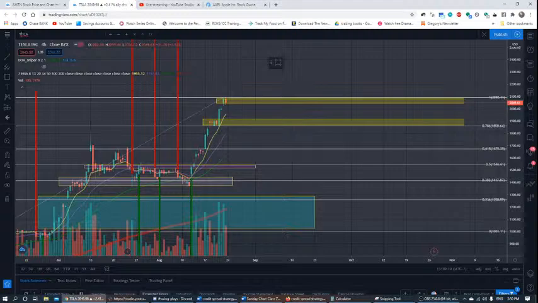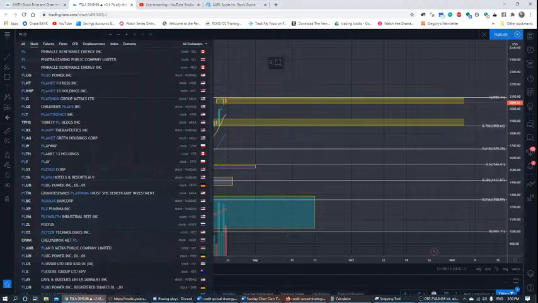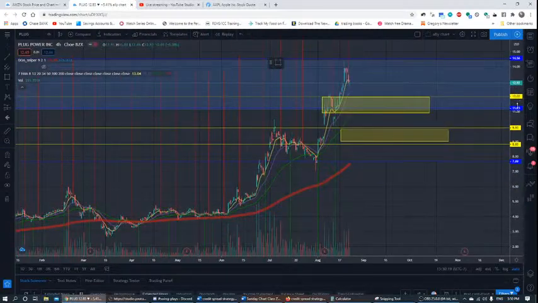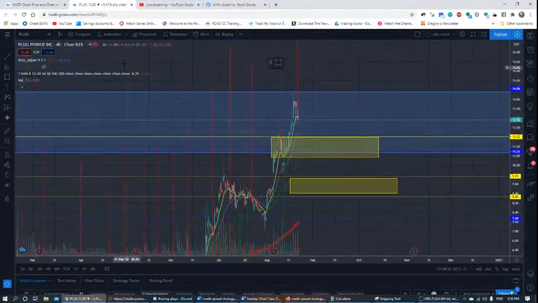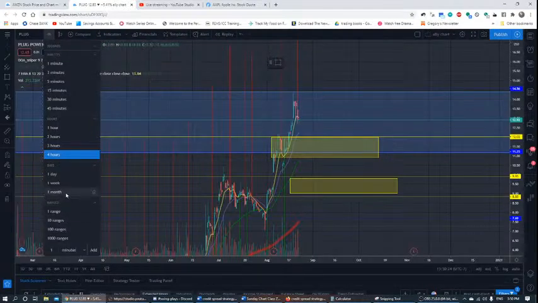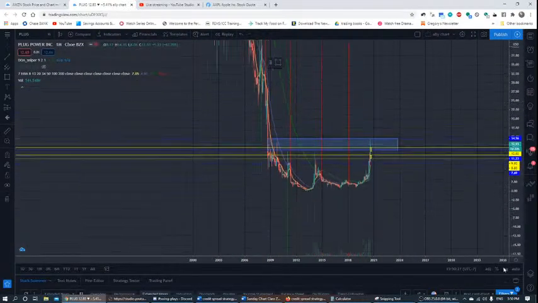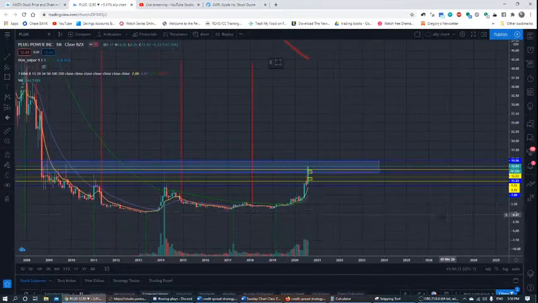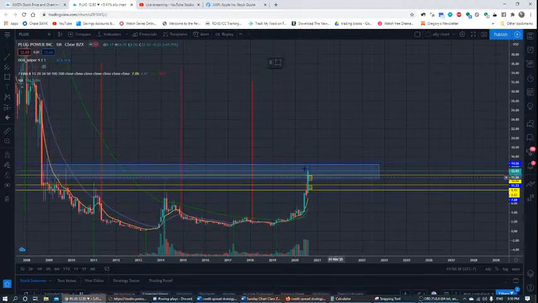Okay, so next one on the list is Plug. Someone requested this one. I had to go back to the monthly charts, and what I found out about this stock is that it had a lot of stock splits, so it's really tough to give a price target. I had to use the monthly to figure out a good price target. What I found is that we had a lot of resistance right here, at this area.